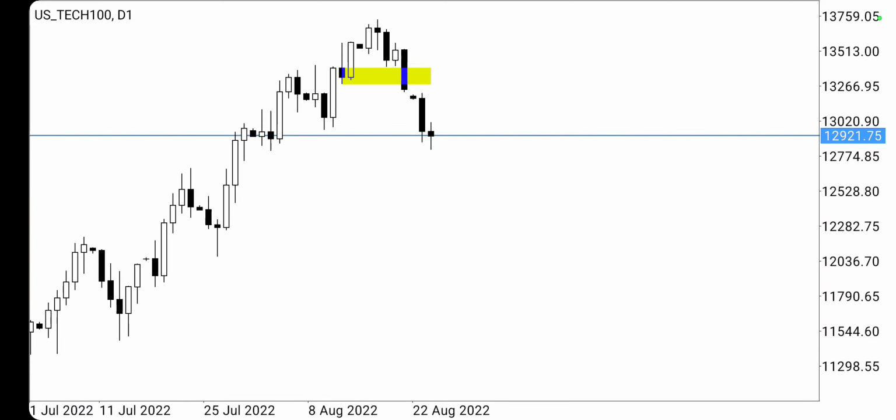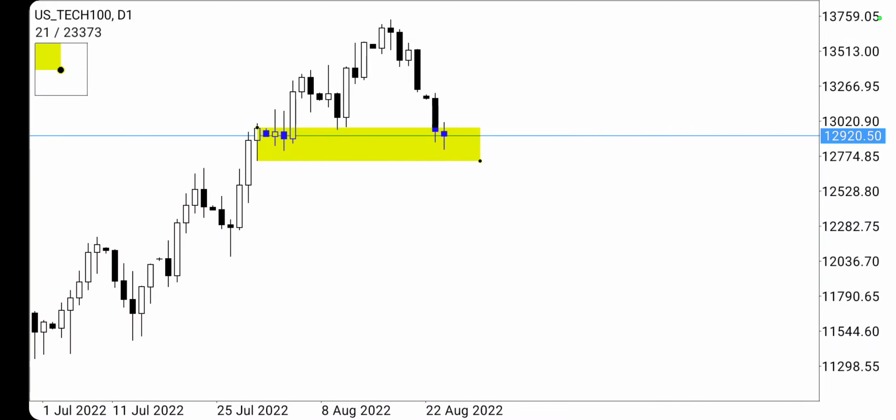So in this case, the next area of support, because we're saying this one has been taken out, the next area we got is this one here. Let me mark it for you so that you can see it. You can use this candlestick. Yes, we are inside what?